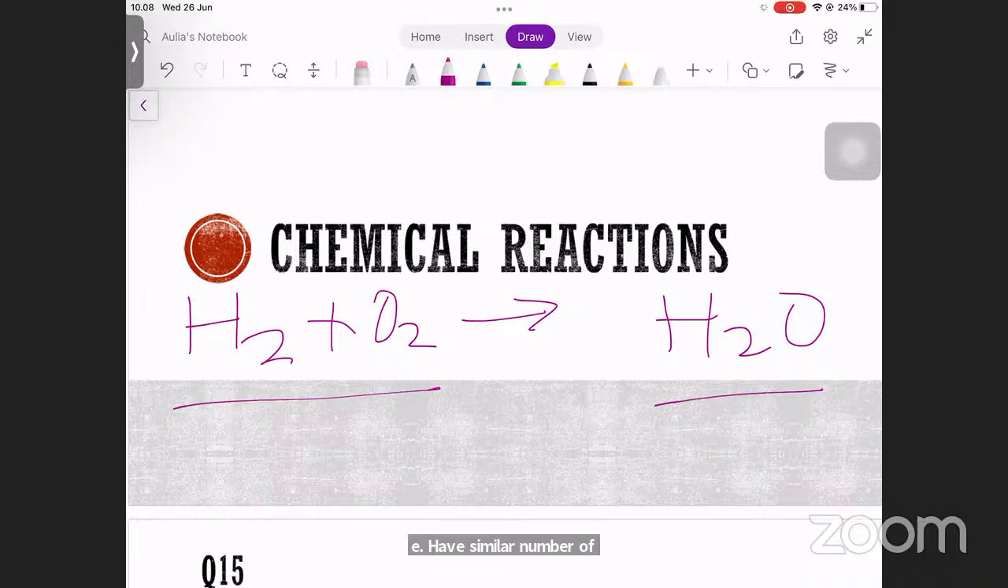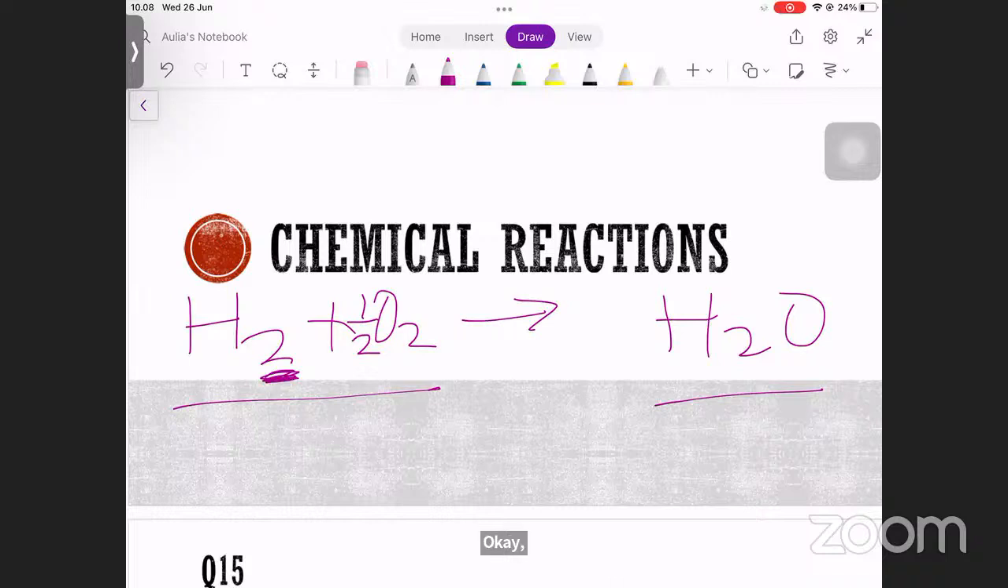I will not teach you how to balance a reaction because it is not required for now, but I will show you the result of the balanced reaction. Now, if you see this reaction, everyone, in the reactant we still have two hydrogens, even though the number is after hydrogen, but we still need to consider this number, right?